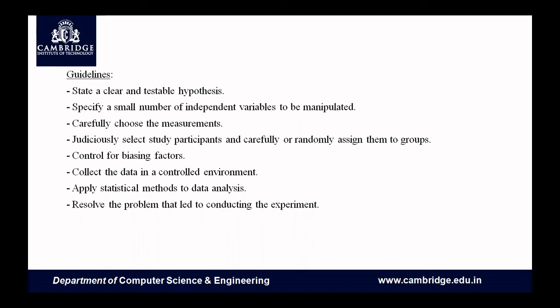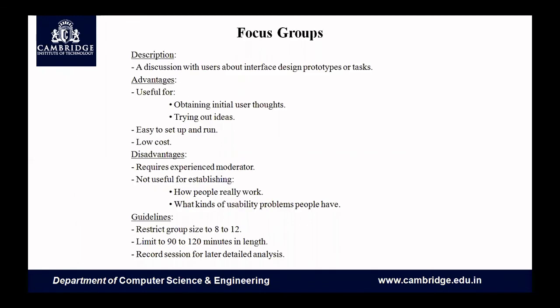Next, focus groups is a place for discussion with users on interface design, prototypes or tasks, where groups will be there, right? It is useful when we are obtaining initial user thoughts, initial outputs only, right? It is useful only at the initial place, whereas at the next intermediate stage, it is very disadvantageous, right? Guidelines: the group size, whatever you do, make sure it is 8 or fewer, not more than that. Time of the session also should be analyzed.